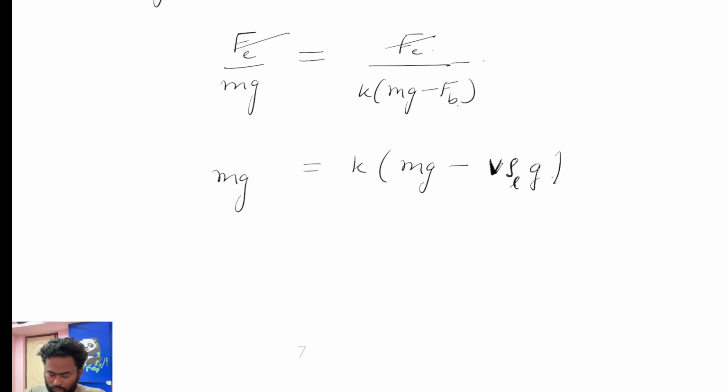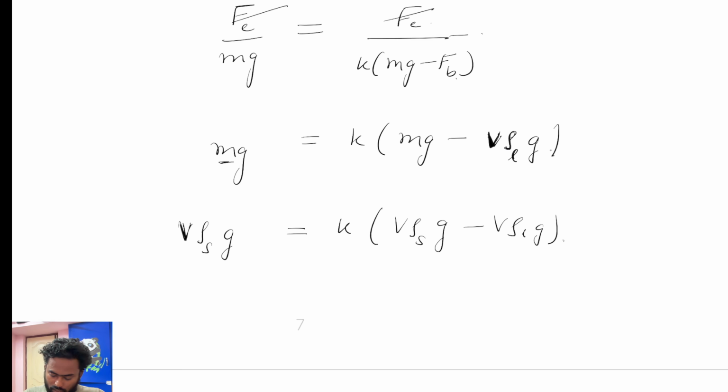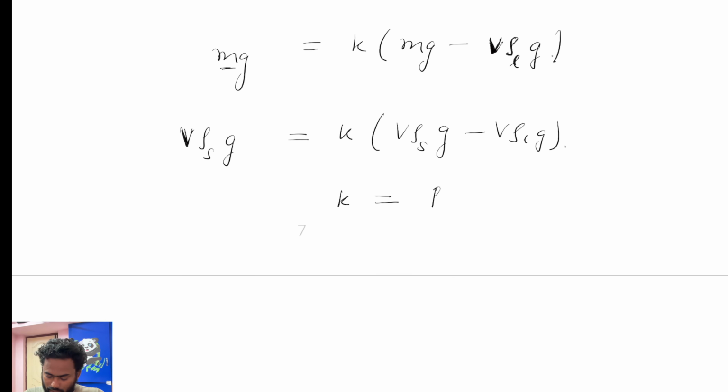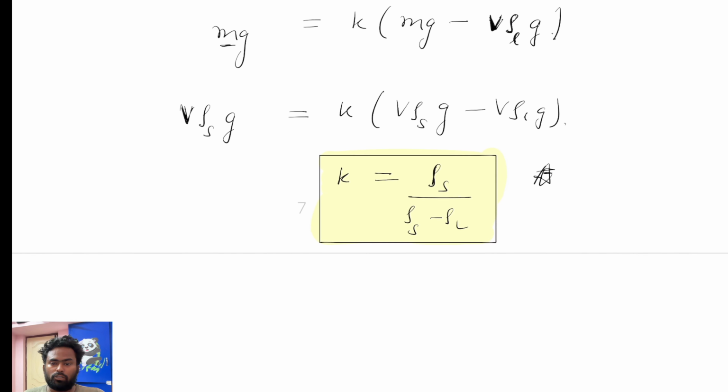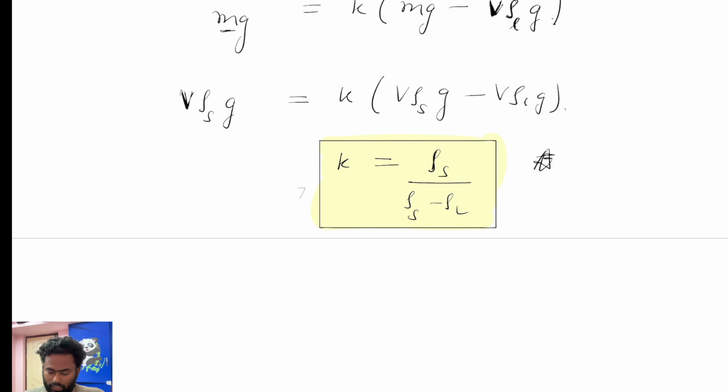Now see the mg. The mass of the solid will be given by the volume of the solid ball into the density of the solid into g, equals k times (V rho s g minus V rho l g). After combining, we get the value of k directly: rho s upon rho s minus rho l. Mark it down, important. It is applicable for this question only. So directly you can remember the value of the dielectric constant: solid density upon solid minus liquid density.